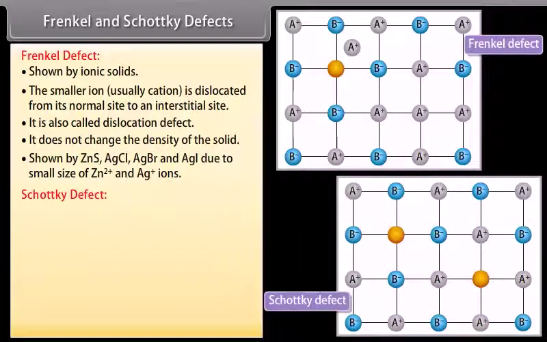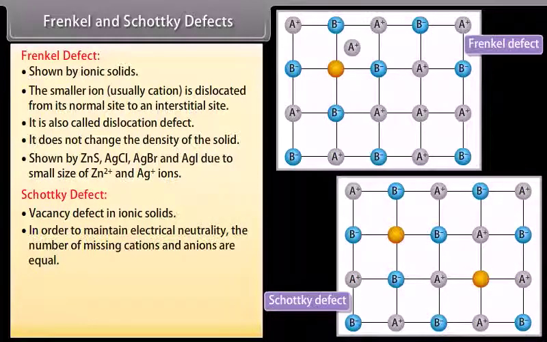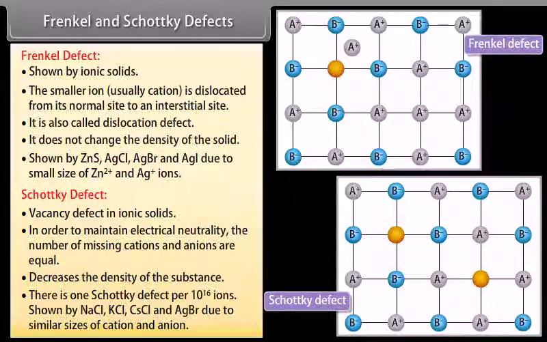Schottky defect, a vacancy defect in ionic solids. In order to maintain electrical neutrality, the numbers of missing cations and anions are equal. Decreases the density of the substance. There is one Schottky defect per 10¹⁶ ions, shown by NaCl, KCl, CsCl, and AgBr due to similar sizes of cation and anion.